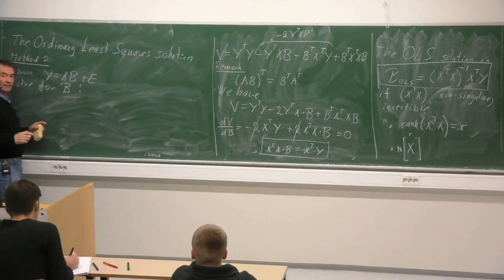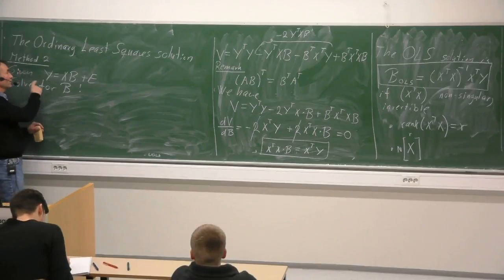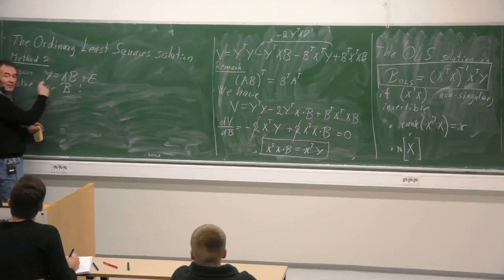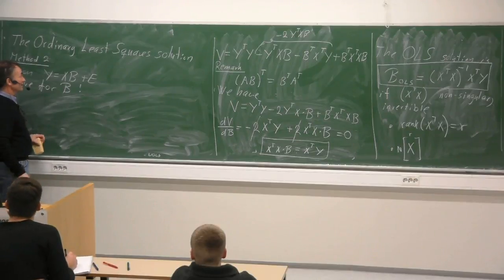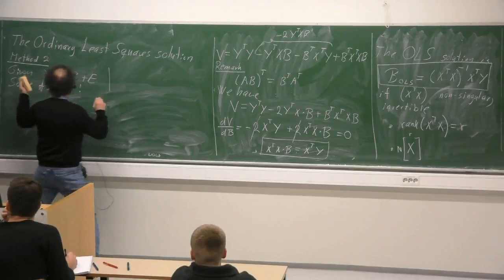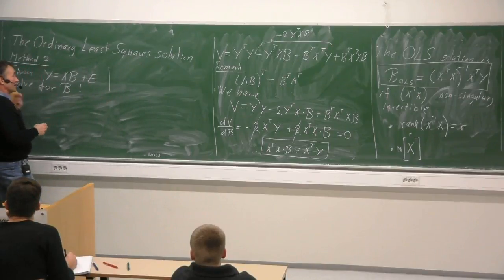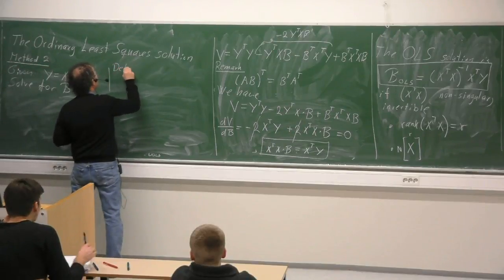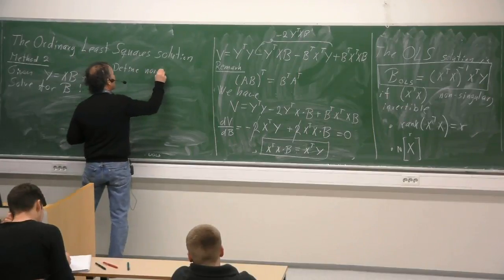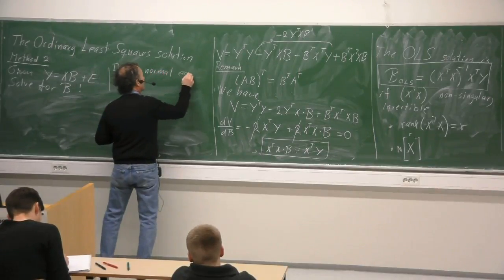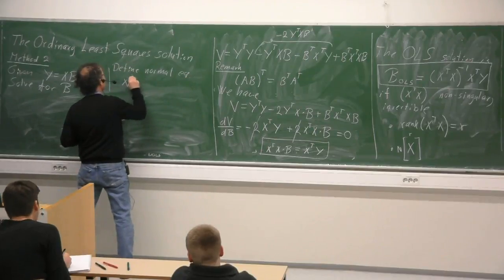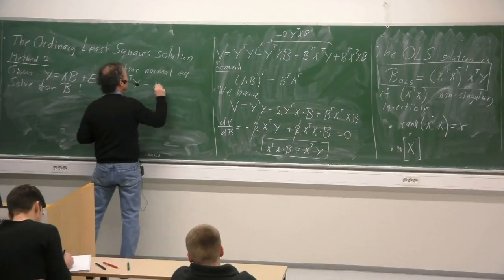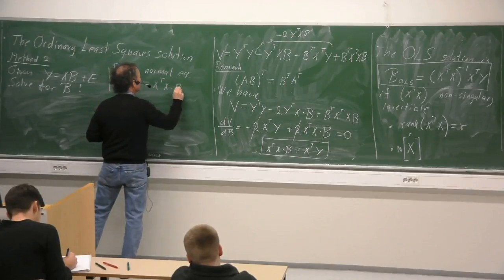If X is square and non-singular, we could multiply with the inverse from the left. We will have B alone here and we can solve. But as I said, X is a rectangular matrix. But we simply multiply from the left by X transpose to define the so-called normal equation. That is X transpose Y equal to X transpose X times B.